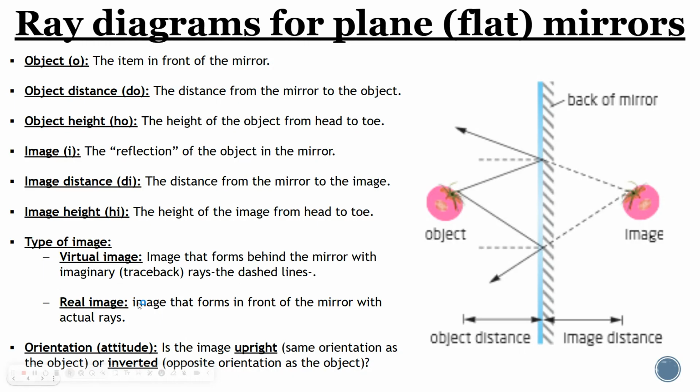Some images are real images. They're made by actual rays that will cross and meet, and that's what your brain sees. And so some mirrors will produce that. And we'll see that when we get there. So the main idea is that images can be described based on their height, based on their distance from the mirror. They can be described based on their orientation or their attitude, we call it. And they can also be described based on the type of image that you have. Now for plane mirrors, we're going to see that really for type it's always virtual, and for orientation it's always upright. Where it will be a little bit different is when we get to curved mirrors.